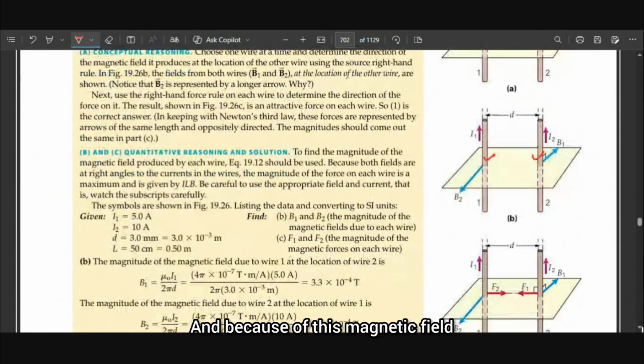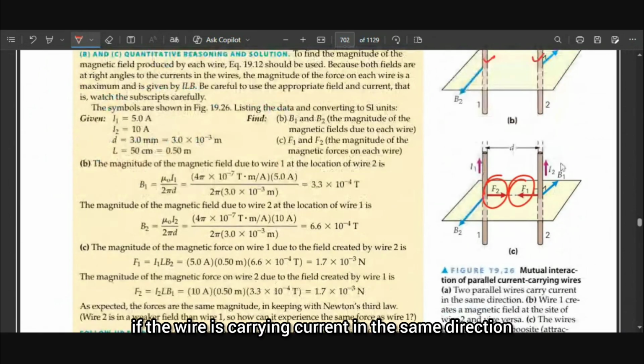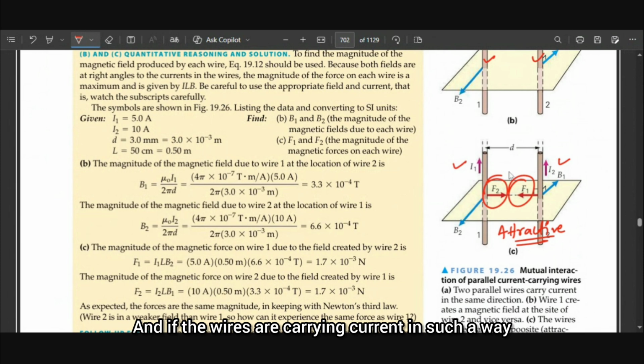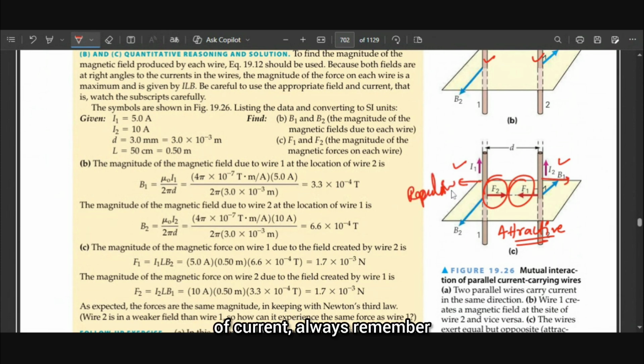And because of this magnetic field, there must be some force acting on the wire. What you have to remember here is that if the wires are carrying current in the same direction, the force is going to be attractive. That's all. This is what you have to understand. And if the wires are carrying current in opposite directions, the force is going to be repulsive. It will completely depend upon the direction of current. Always remember.